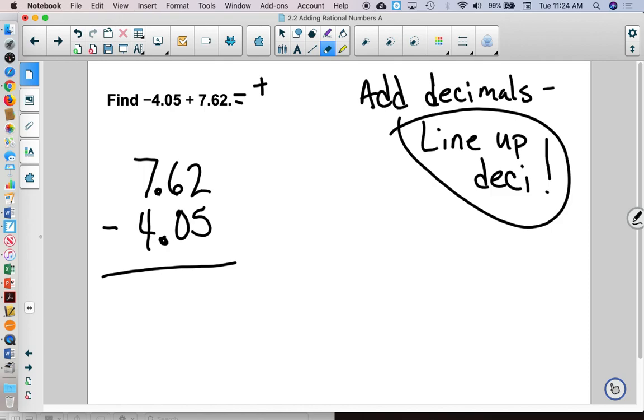If you got 3 and 57/100, you are correct. Okay? And to check subtraction, if you added the 4 and 5/100 and the 3 and 57/100 and you get back to 7 and 62/100, you would have known you were right. Okay?